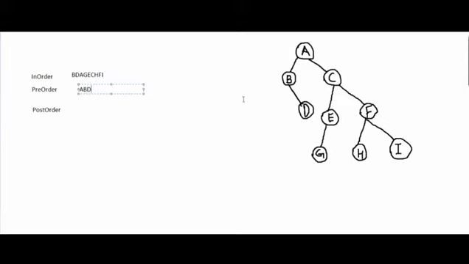So C is the root node for E. E is the root node for the G. So we will write the E after C, right? Here you can see that G is the left part. E is not having the right node. So after root we can write the left, right? So we will write the G over here. It is not having any right part, so we will go back to the E. We have already mentioned the E.